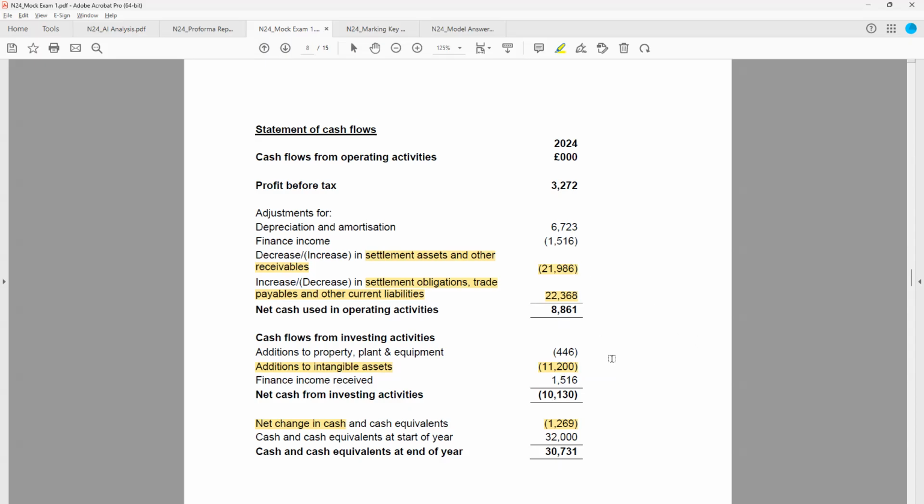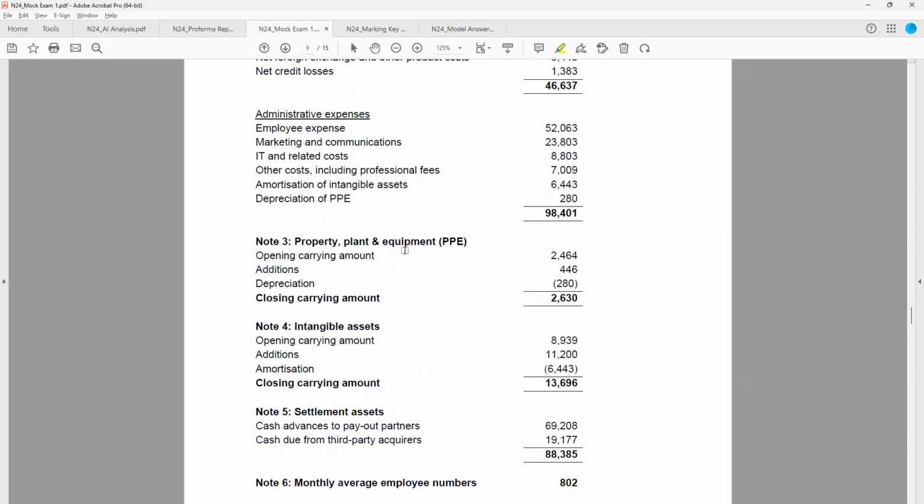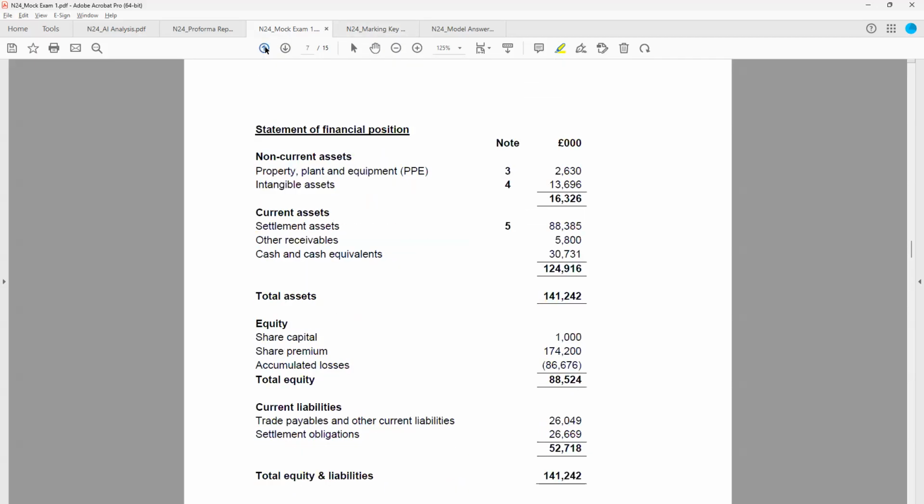So you can take these one by one, and you can look, obviously these are made up of several amounts. We know that we've got the breakdown between settlement assets and other receivables. That's in the notes here. So we've got the settlement assets. So we've got the breakdown here between the amounts which are pre-funding amounts, so the advances to pay our partners, and then we've got the cash due from the third-party acquirers like the banks, etc. So we've got that figure there, and then we've got the other receivables on the face of the SFP. And then for the liabilities, we've got the breakdown on the face of the SFP.